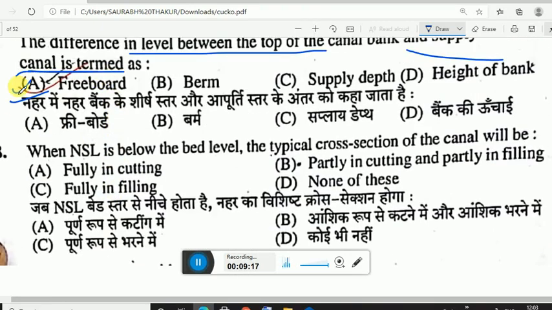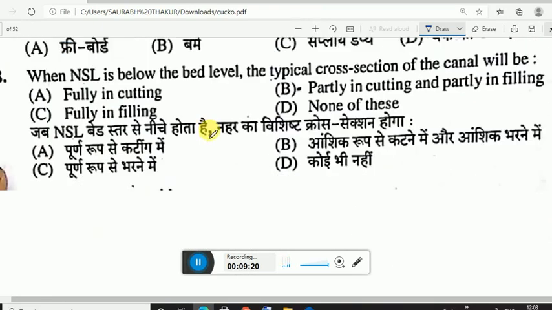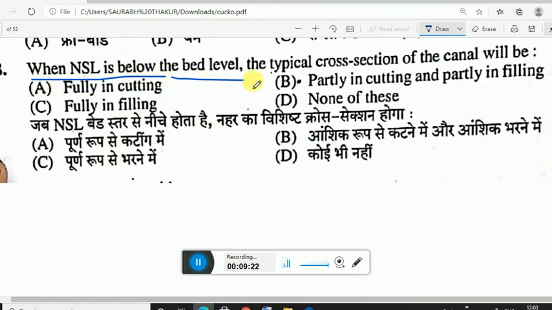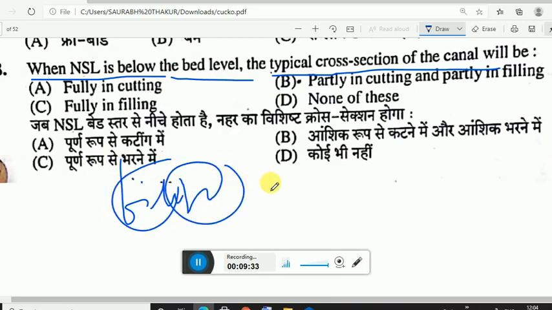Actually, this question we have already done. When NSL is below the bed level, the typical cross section of the canal is simply it is below the bed level. What you have to do for typical cross section? You just have to fill the cut portion. Okay.